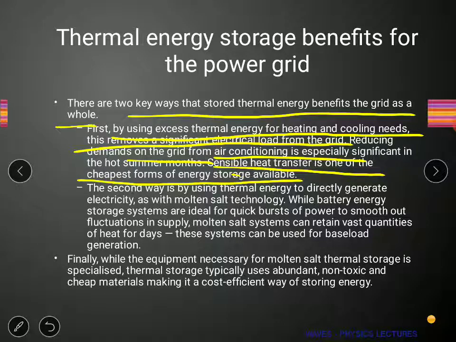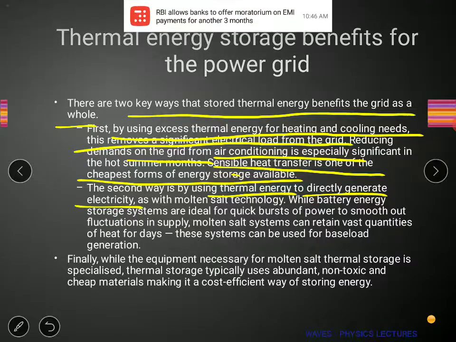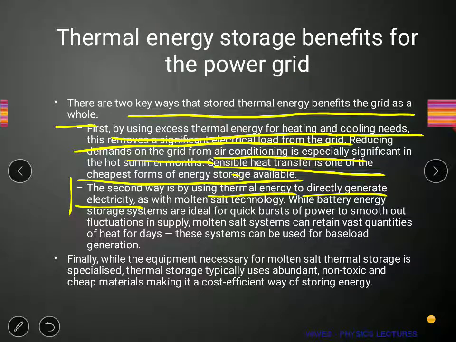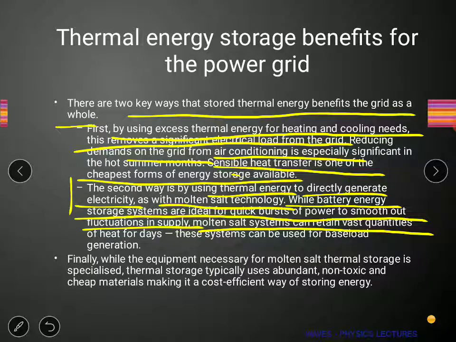Then the second way is to use thermal energy to directly generate electricity. As we've seen in thermal power plants, electricity is basically generated by moving the turbine with the help of steam. So we can use that thermal energy to generate that steam, and mostly molten salt technology can be used. While battery energy storage systems are ideal for quick bursts of power to smooth out fluctuations in supply, molten salt systems can retain a vast quantity of heat for days. These systems can be used for base load generation.